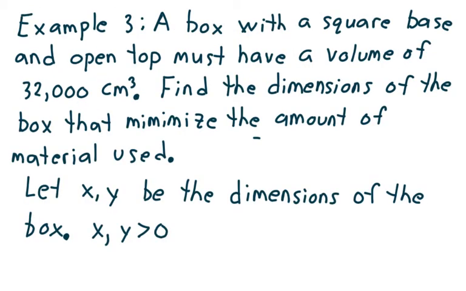Suppose we look at example 3. A box with a square base and open top must have a volume of 32,000 cubic centimeters. Find the dimensions of the box that minimize the amount of material used. So what we're going to do is let x and y be the dimensions of the box. And so we want x and y to be positive. It doesn't make any sense for the dimensions of a box to be negative. Okay, so that's the restrictions on x and y.